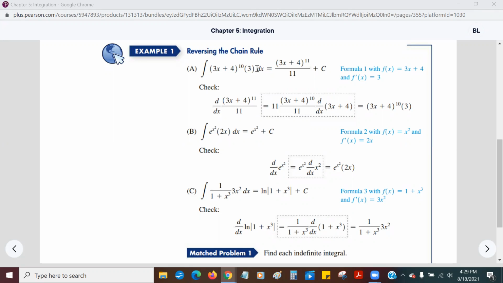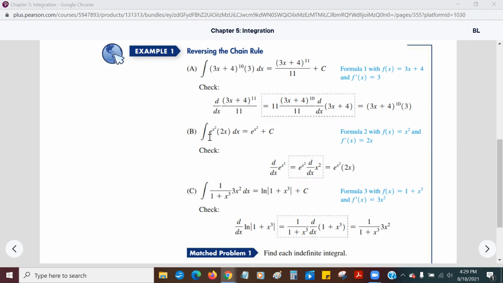So the answer is going to be 3x plus 4 to the 11th divided by 11, which is my regular power rule for integration. And the 3 was part of the derivative, because if I take the derivative of this answer, this is what I would get right here: 3x plus 4 to the 10th power times the inner derivative of 3. And that's what the check here is telling us.